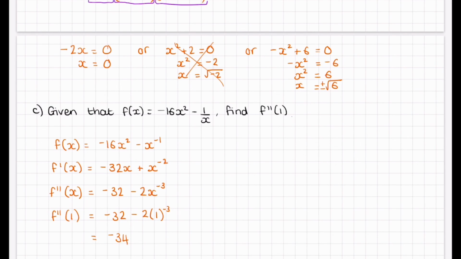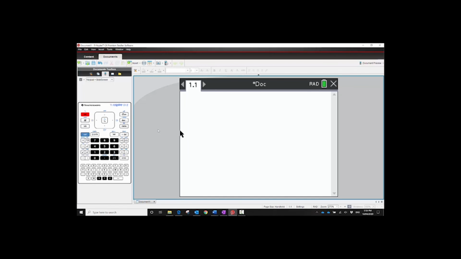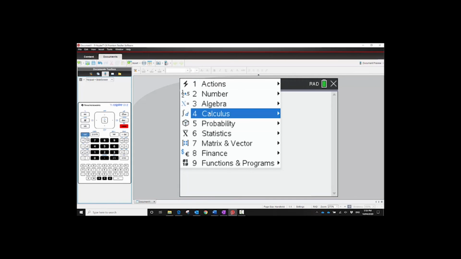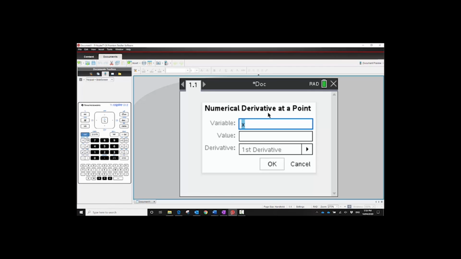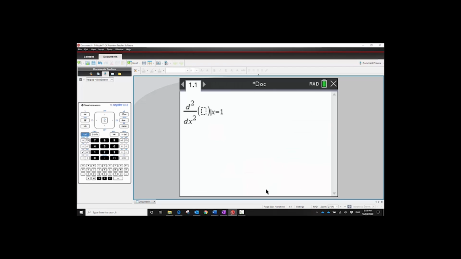Now let's have a look at it on your calculator. So to do this on our calculators, we're going to follow the same steps as we did the last time we did it. So you're going to go to menu and calculus and then numerical derivative at a point. The difference here is we're still going to have a variable of x. We're wanting to find it at 1, but we are wanting to find the second derivative. So you need to go to your menu and change it to second derivative and then press OK.